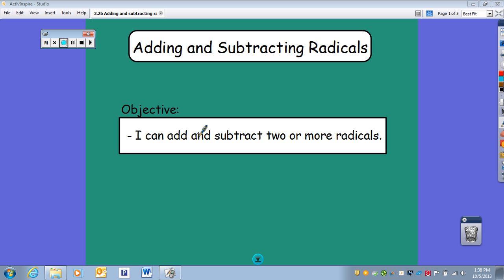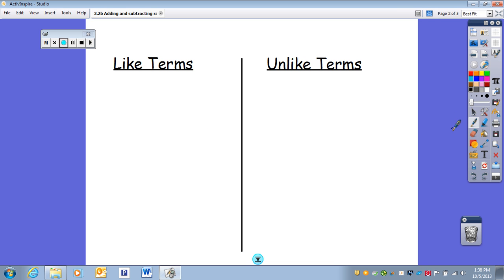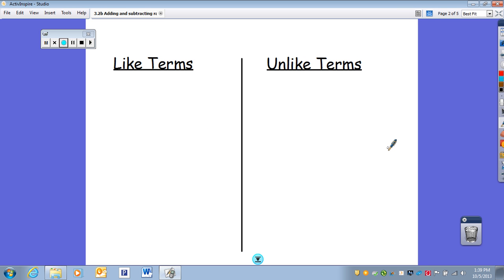In this lesson, we are going to be adding and subtracting two or more radicals. What we need to review quickly is like terms. When we were using like terms for solving equations and inequalities, we would have such things as 2x, and we might have 3x. So we could combine those two together and we could get 5x.